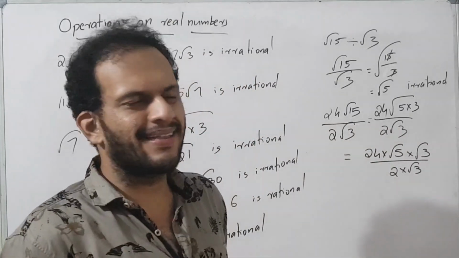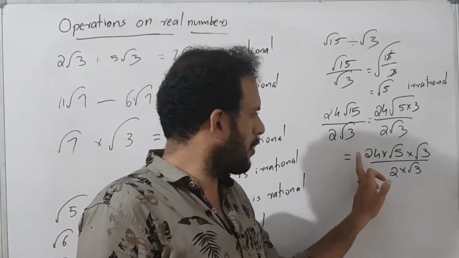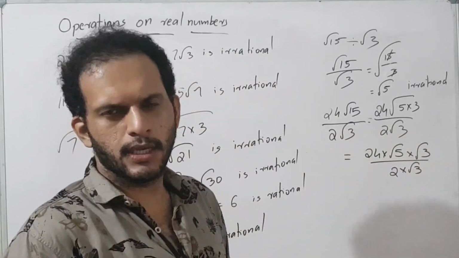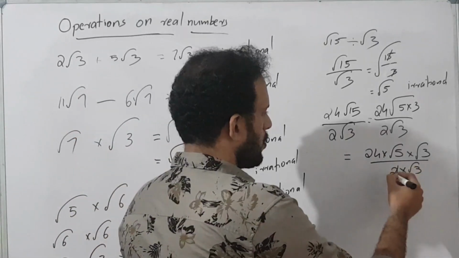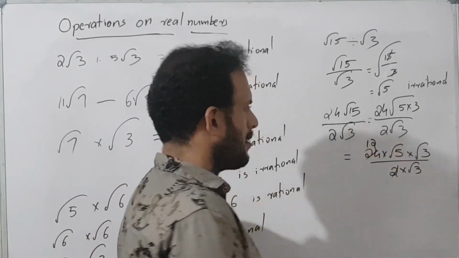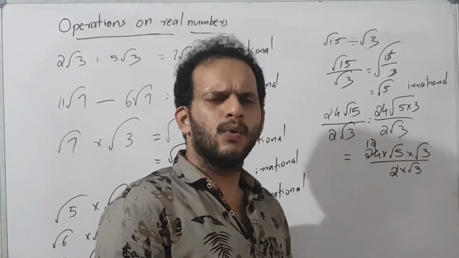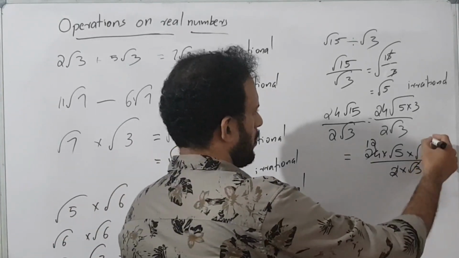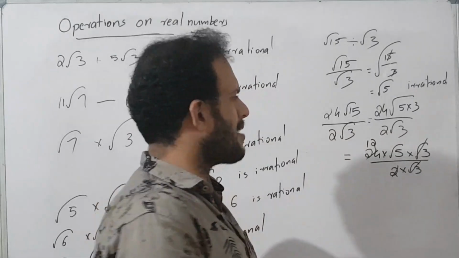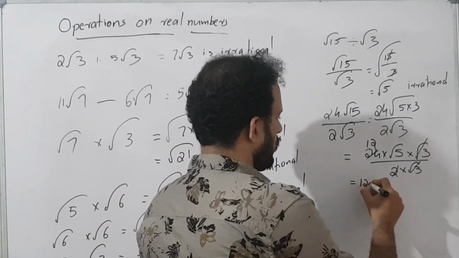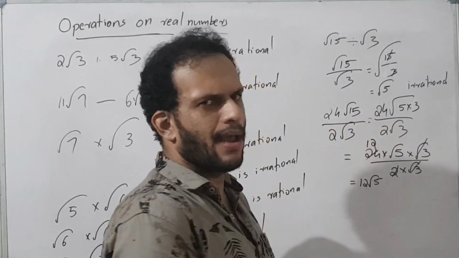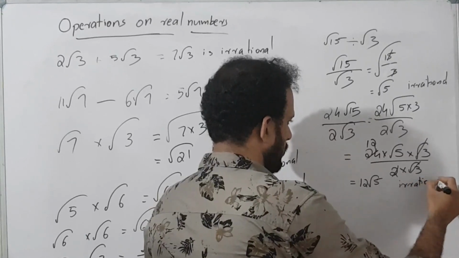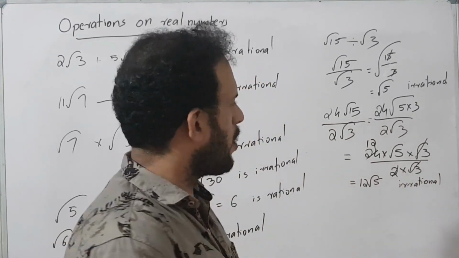Now, first we take the rational numbers. Is it possible to divide 24 by 2? Is it possible? Yes, it is possible. How many times? 12 times. Correct? Then is there any common irrational number in the numerator and denominator? Yes, what is that? Root 3. Correct? So we cancel root 3, then what do we get? 12 root 5. Is 12 root 5 rational or irrational? It is irrational. Correct?